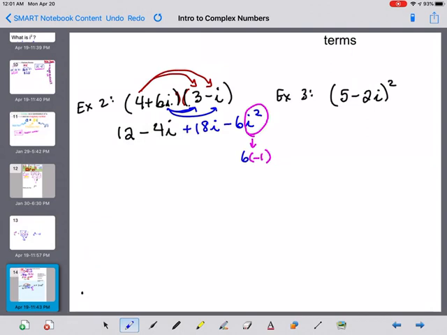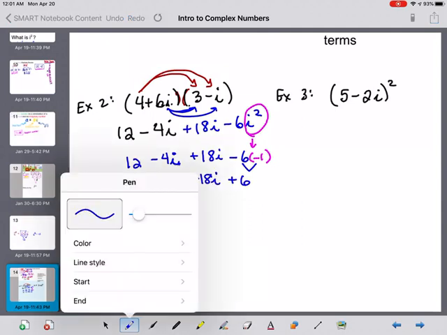So I'm going to bring everything else down the same way, because there's no other i squares. This is just an i right here, so that's why I don't replace it. And I multiply this together. Negative 6 times negative 1 is positive 6. Just bring everything down to make it easy.